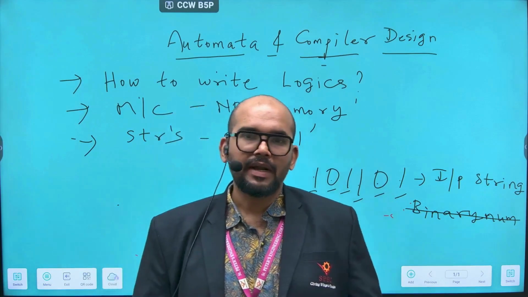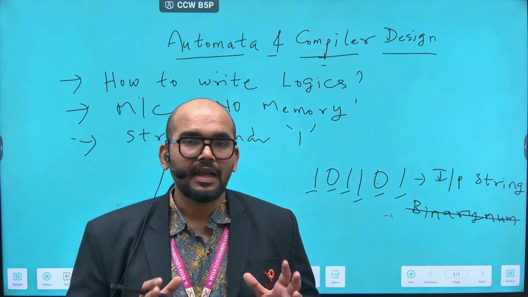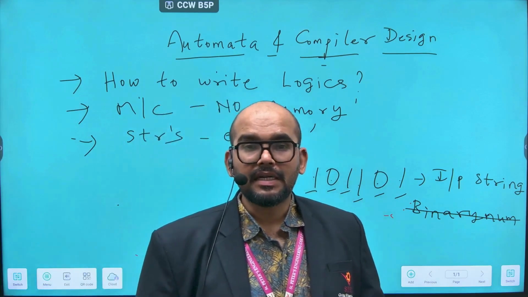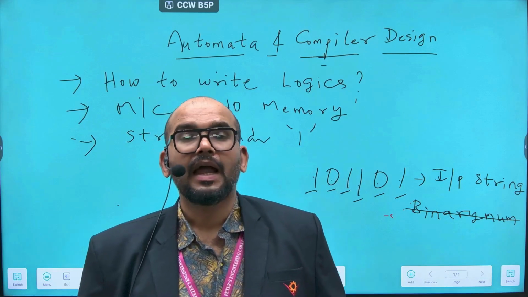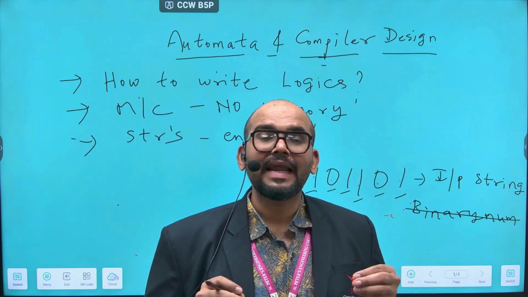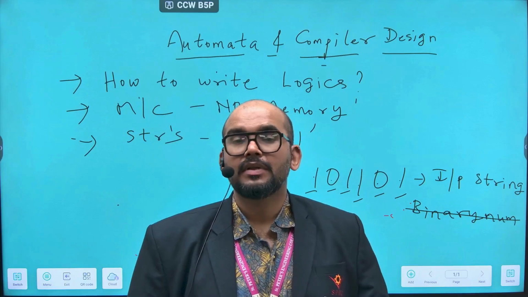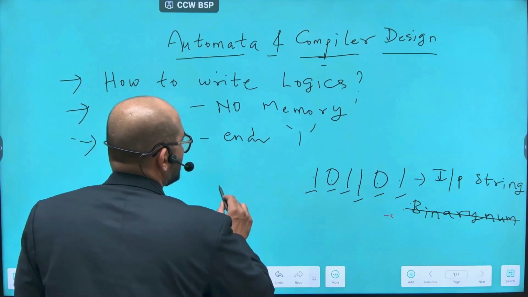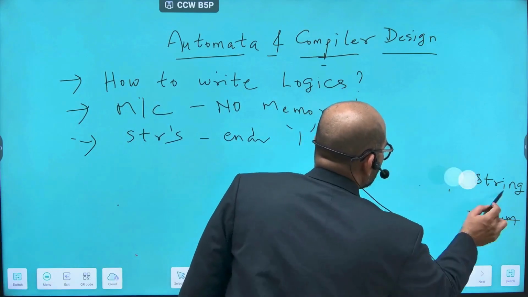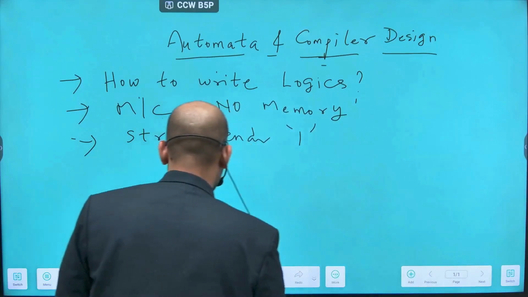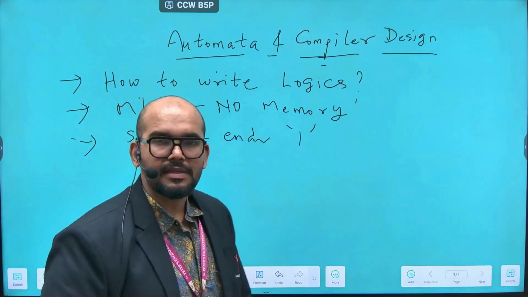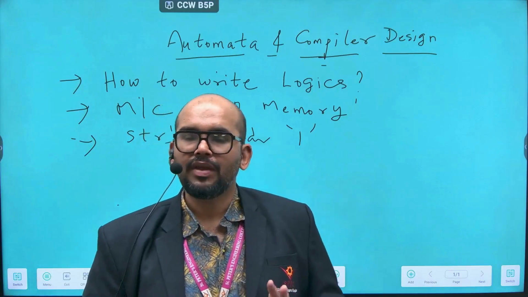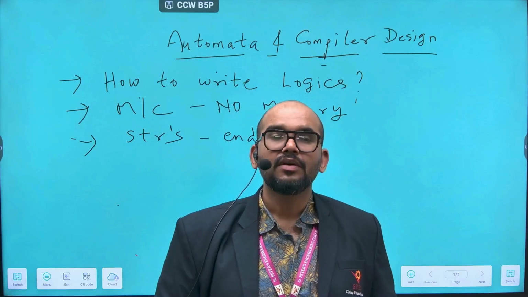So now let us come to the actual point. Our constraint is that we need to write some logics such that we will be given some input strings and we need to identify the strings that end with the input symbol 1. Here our machine doesn't have any memory, and we need to write the logic for a machine which doesn't have a memory.